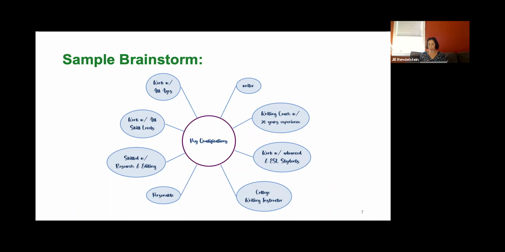Okay, and here is the picture I promised of the sample brainstorm. I put in mine. So let's say I was going to do a letter about my standout qualifications. I would put right in the middle my qualifications. And then all around it, I put different things that I think are special about what I do. I'm a writer. I have 20 years of experience. I work with advanced and ESL students. I'm a college writing instructor. I'm personable, skilled with research and editing. I work with all skill levels, and I work with all ages. So that you can really put whatever you want in your brainstorm.